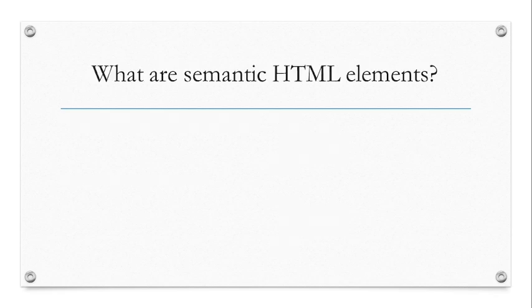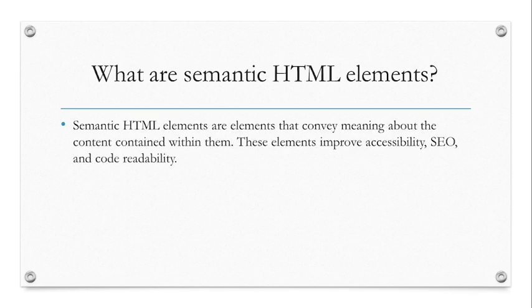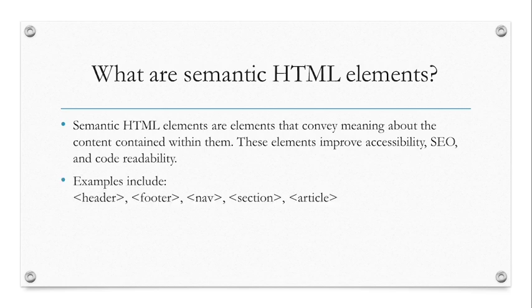Question 10. What are semantic HTML elements? Semantic elements in HTML are those that describe their meaning clearly, both to the browser and the developer. For example, the header tag is used for the header section of a page, footer for the footer, and article for content that can stand alone. These elements make your code easier to read, improve SEO, and make web pages more accessible.